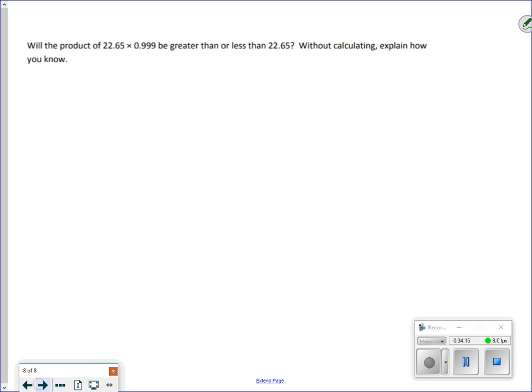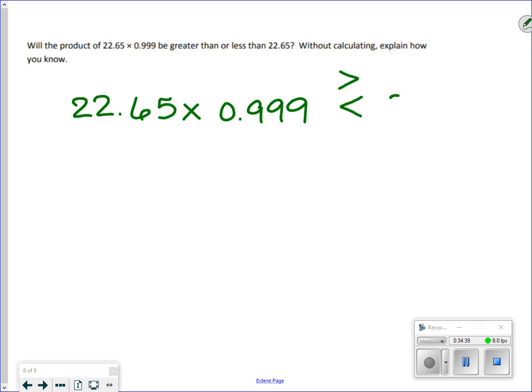Oh, that was from the exercise. Will the product of 22 and 65/100ths times 999 thousandths be greater than or less than 22 and 65/100ths? Now it says without calculating. And what's funny is it'll say without calculating, don't solve it, and I'll have you sit there and try to solve it. Do you have to solve it? No. Explain how you know.